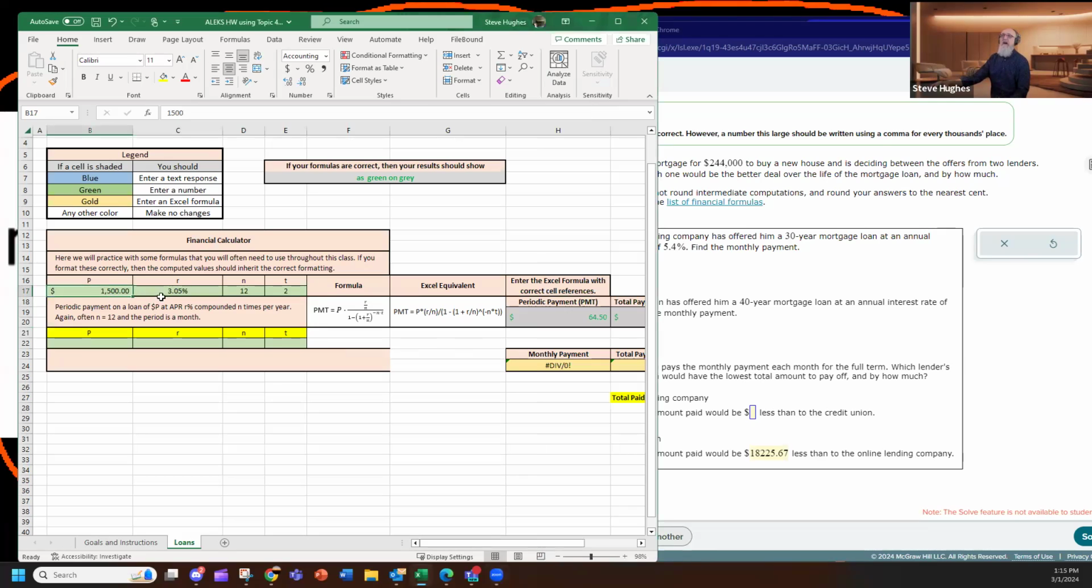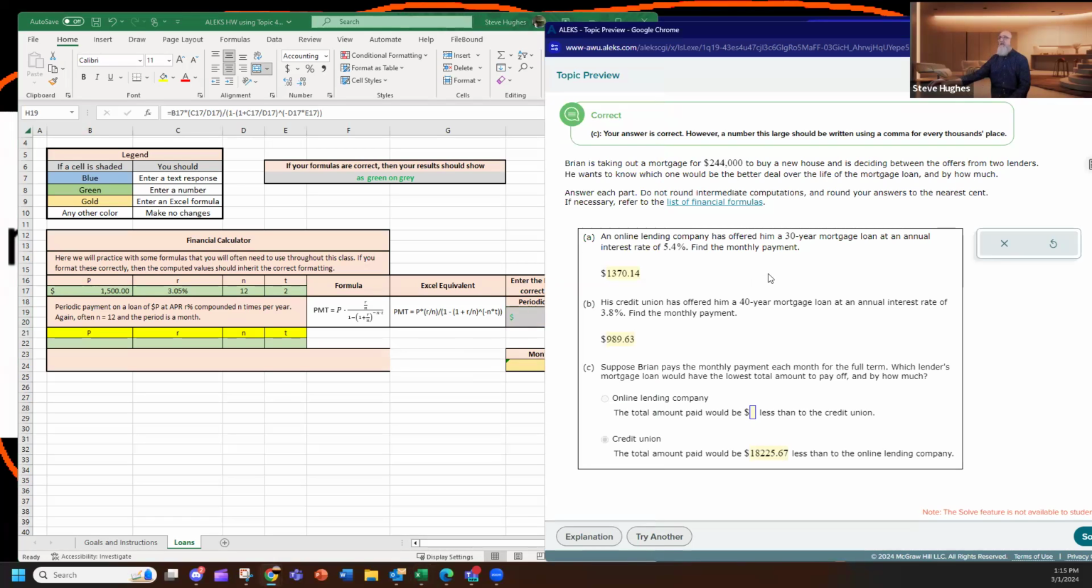You say, well, I had $1,500. I had 3.05%. N was 12 because I was making monthly payments. T was for 2 years. And I calculated my periodic payment. So what can I do now? Well, all I've got to do now is go over here and read my information. Let's see, guys, what are we looking for?